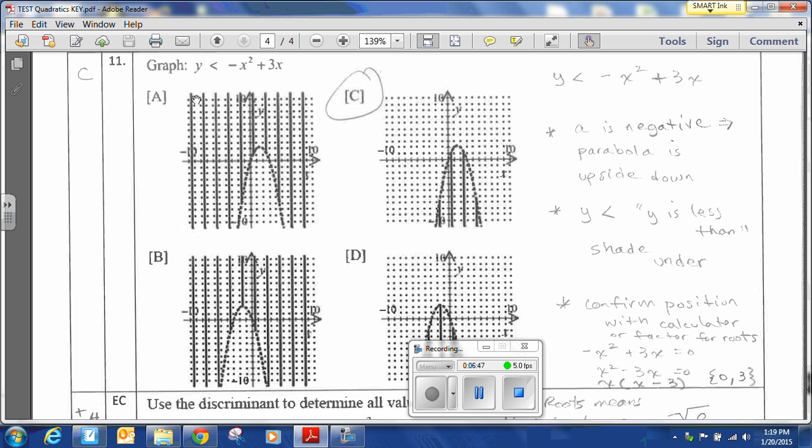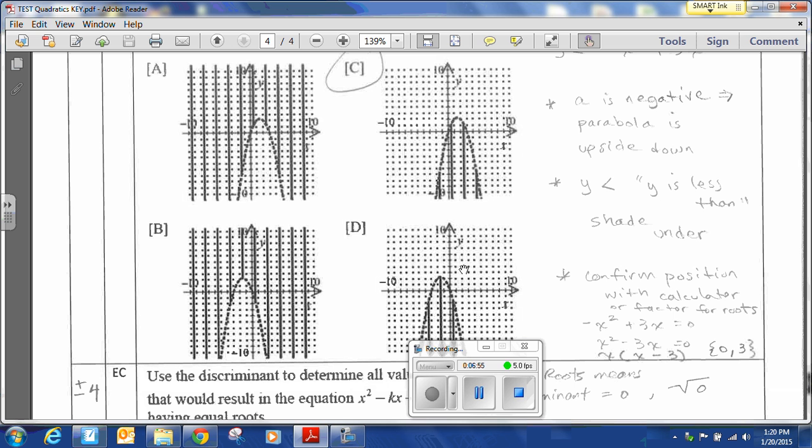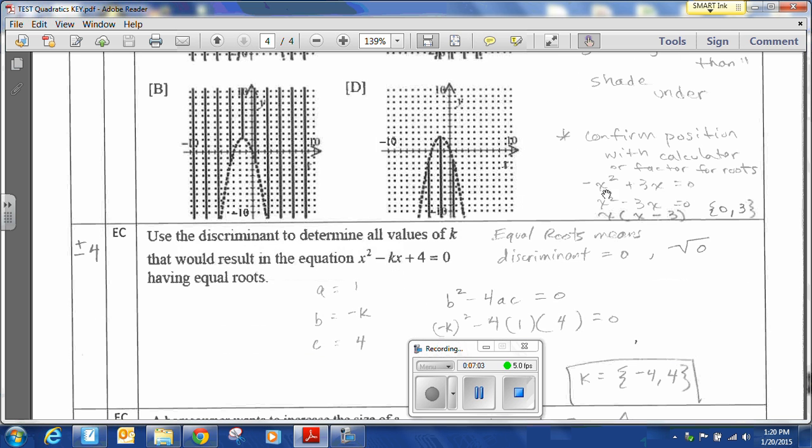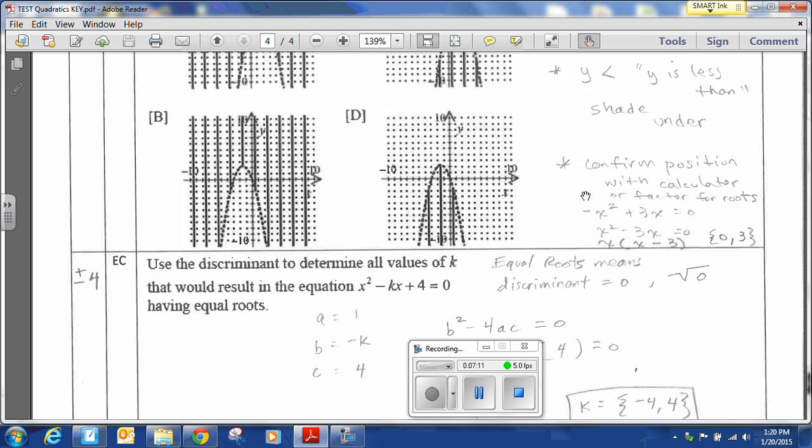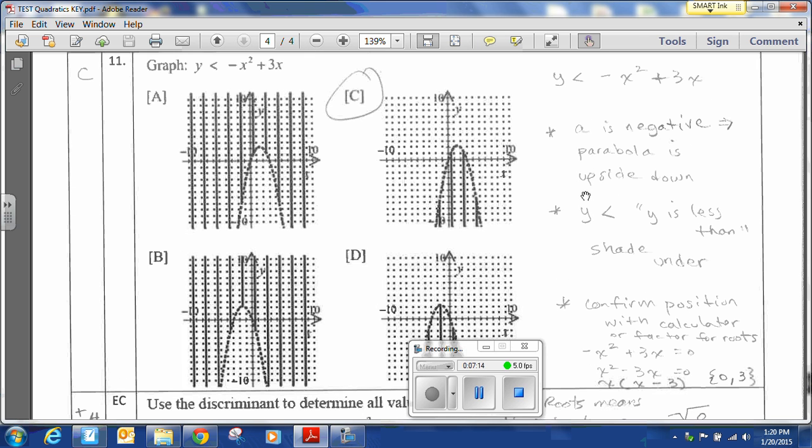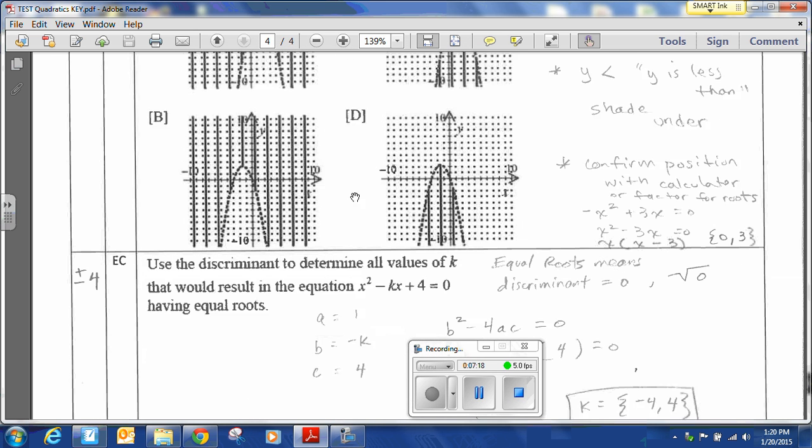Option A is shaded above the parabola. Option B is shaded above. Option C and D are both shaded below. Confirm your position with the calculator or factor for the roots. So we factor, we get x times x minus 3 equals 0. The solution set is 0, 3. There's 0, there's 3. The answer is C.